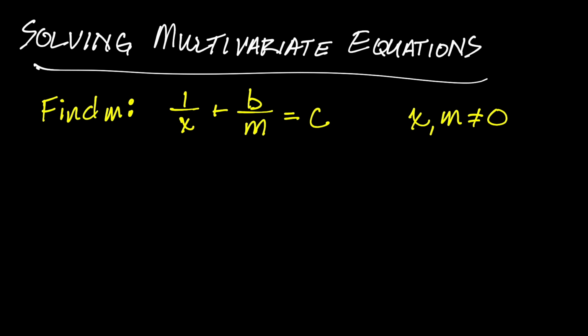Here is the first example. So called solving multivariate equations. Some algebra books will call them abstract rational equations because there's no number that you're solving for. You're not going to, for example, find m equals 3 or something like that. We're going to solve for m in terms of the other variables in the equation. And the way it's presented, 1 over x plus b over m equals c, we cannot divide by 0, so naturally x and m both cannot be 0.